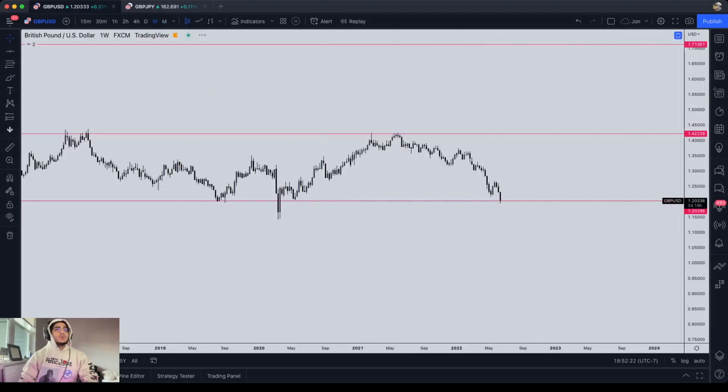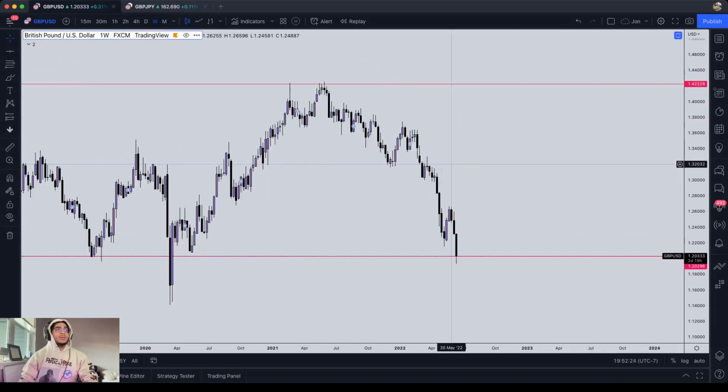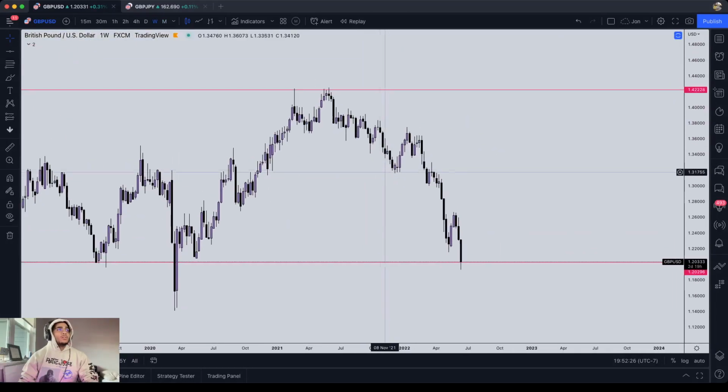Remember, we're on the monthly time frame, so now that we understand what the monthly looks like, this is when we can go down to the weekly and get a better idea of what's happening and what's going on. And now you can see on the weekly time frame, after we hit this high, we began to break structure.